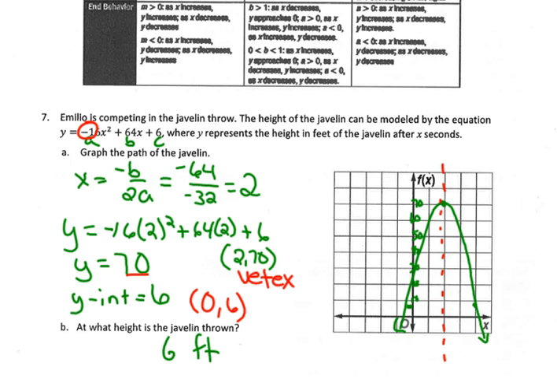At what height is the javelin thrown? That's your y-intercept, right? That's your starting value for these. So it was thrown from a height of 6 feet. It goes up because that's your time 0.